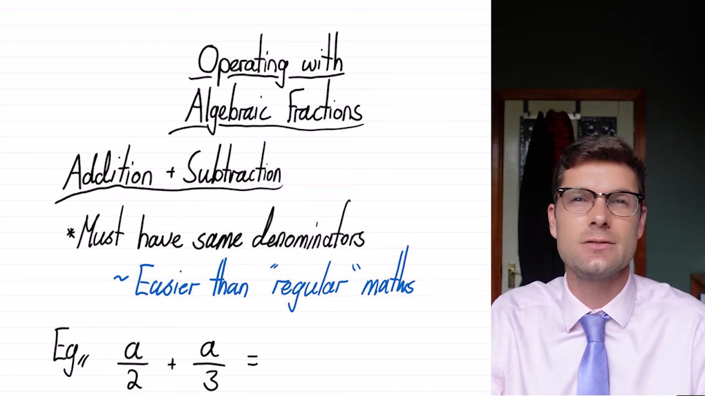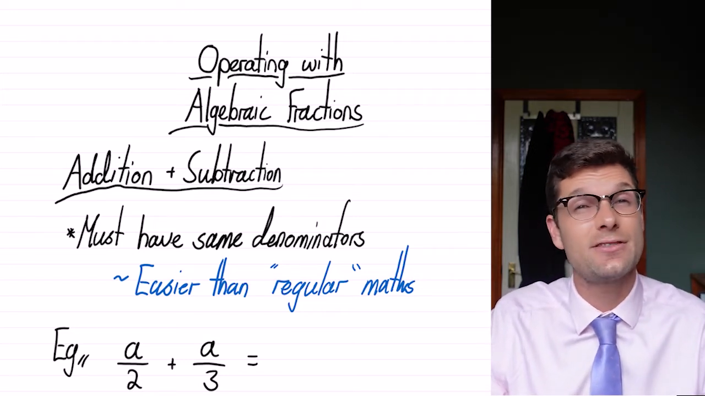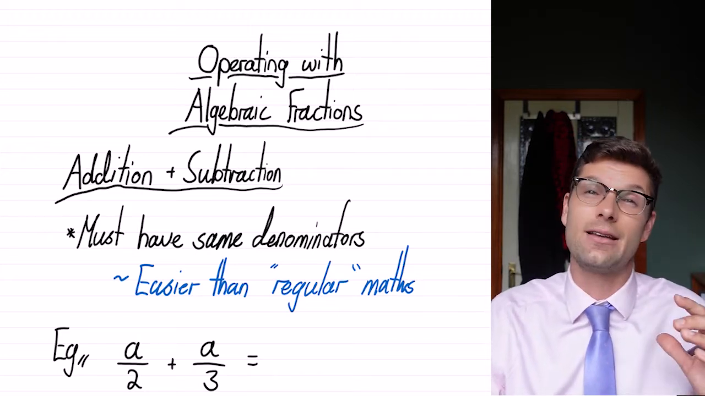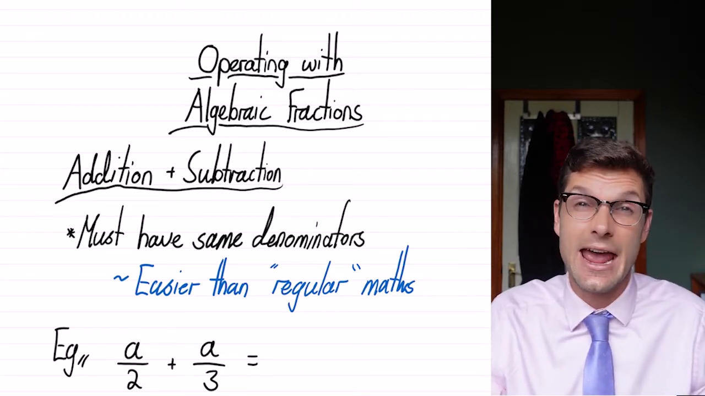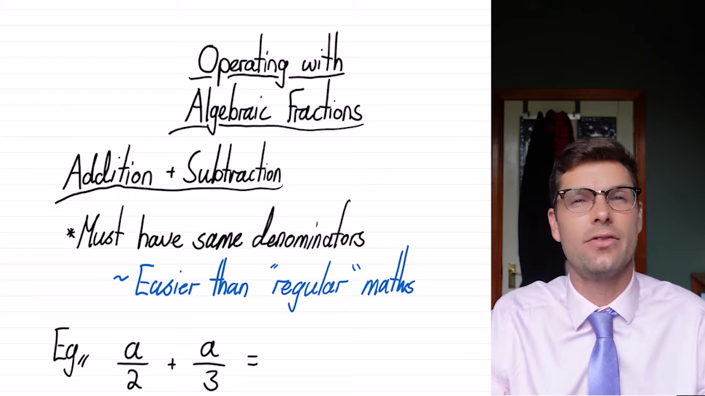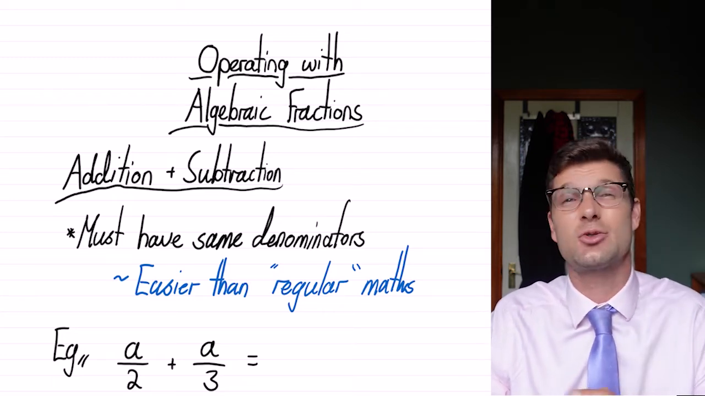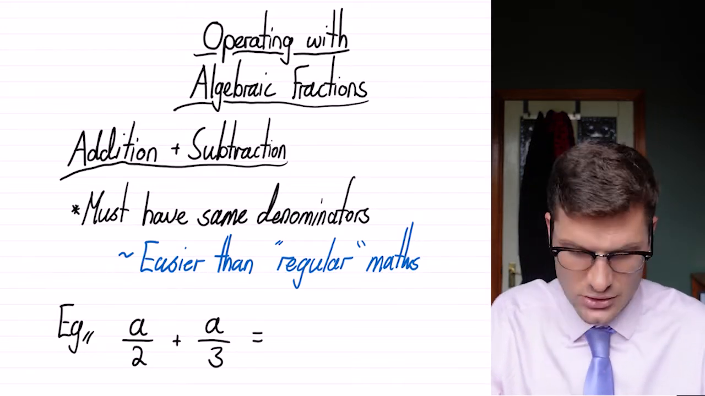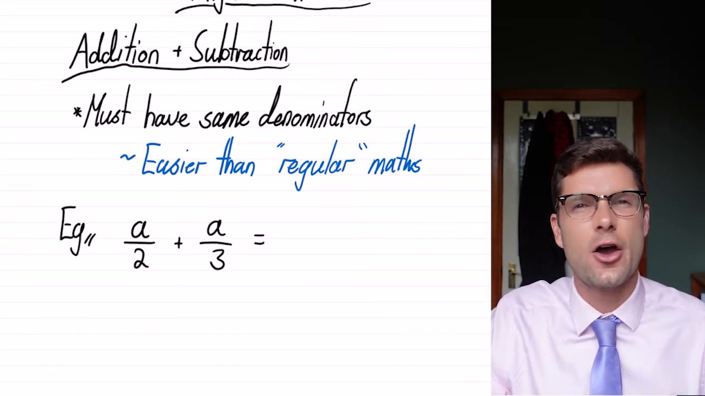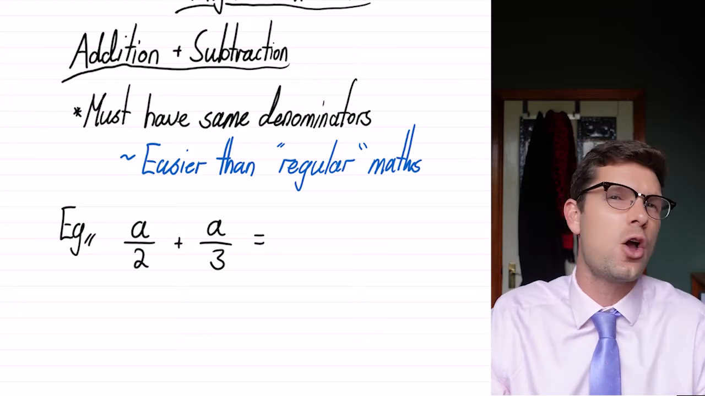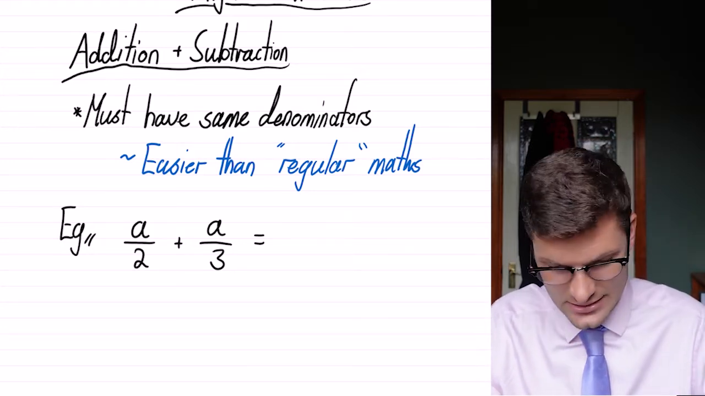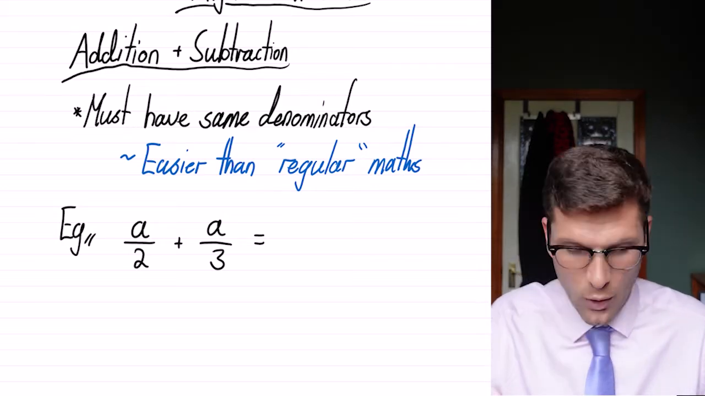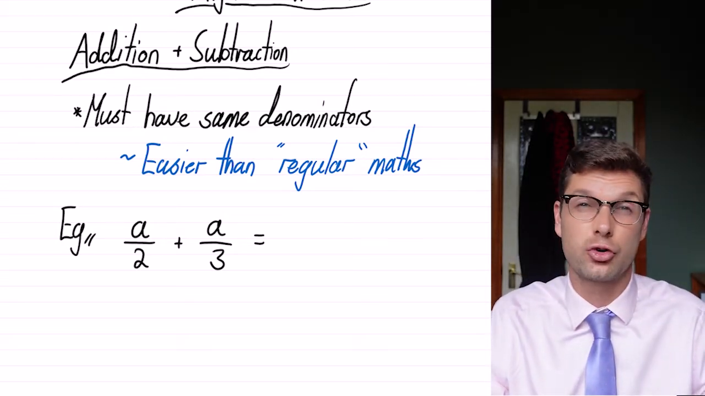So for addition and subtraction of any fractions, we have to make sure that the denominators are the same. This step is easier in algebra than it is with normal mathematics because we have to do less work to change the numerators. So for example, in this one, we've got a over 2 plus a over 3. We can't plus these together until that bottom number is the exact same. So what I've got to do is cross multiply.